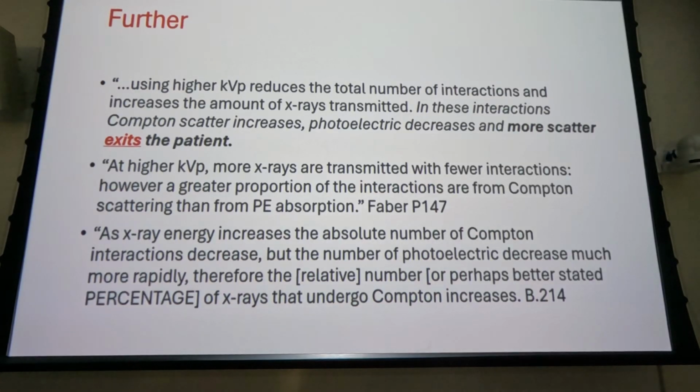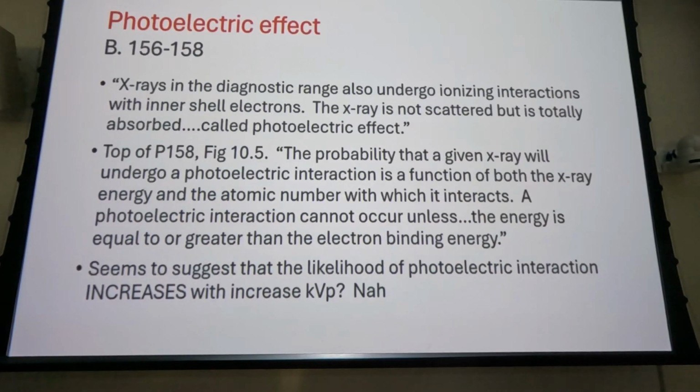That's out of Fauber. And then as X-ray energy increases, the absolute number of Compton interactions decreases, but the number of photoelectric interactions decreases much more rapidly. Therefore, the relative number, or maybe better stated, the percentage of X-rays that undergo Compton increases relative to photoelectric. So X-rays in the diagnostic range also undergo ionizing interactions with inner shell electrons.